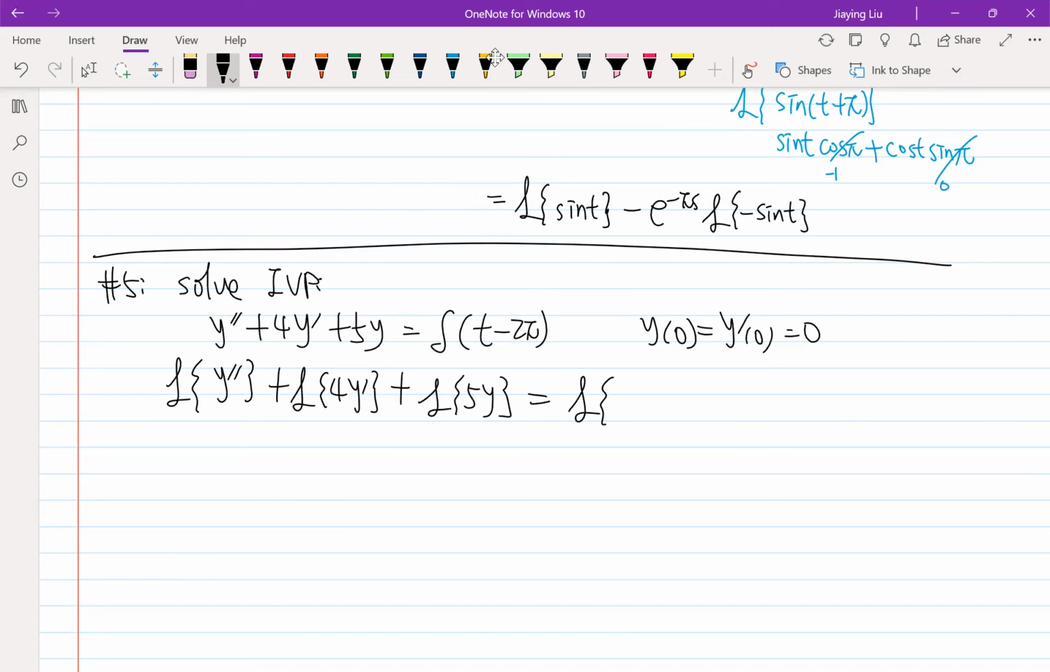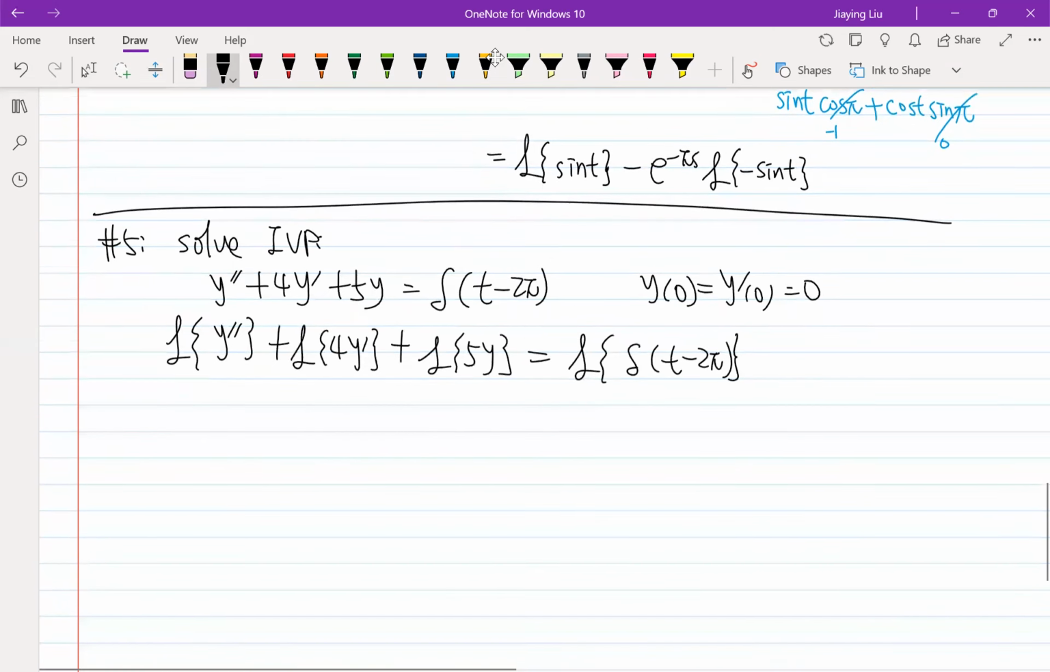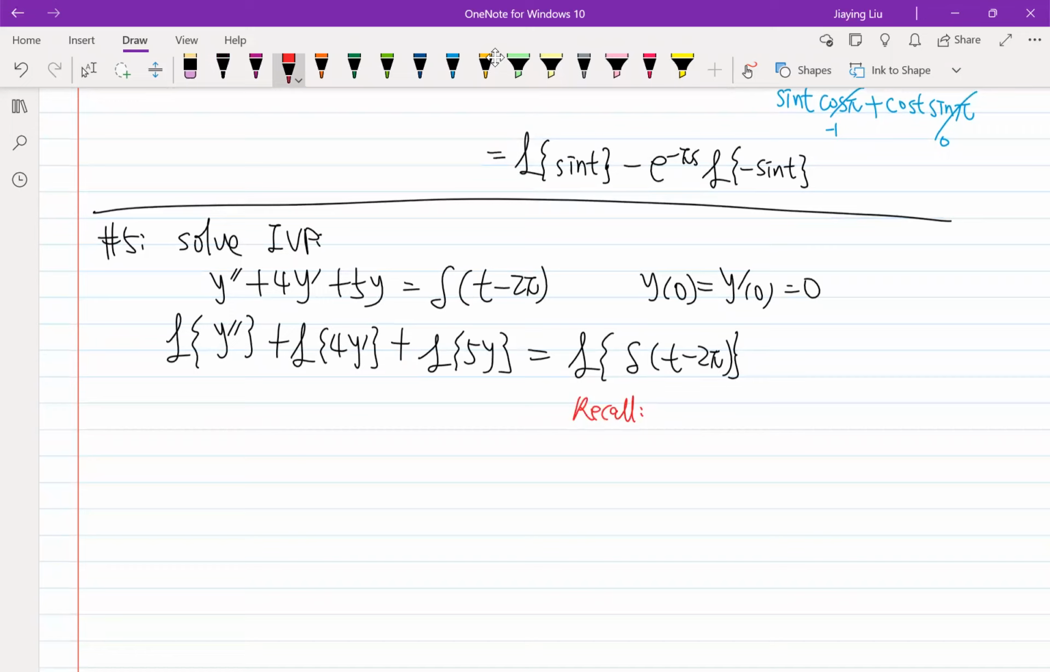Laplace transform of delta function t minus 2 pi. And the Laplace transform of the delta function is given in lecture. Let me just note, we recall that the Laplace transform of delta t minus a is just going to be e to the negative as. So we just have to identify a is 2 pi in this case and then put it in there.